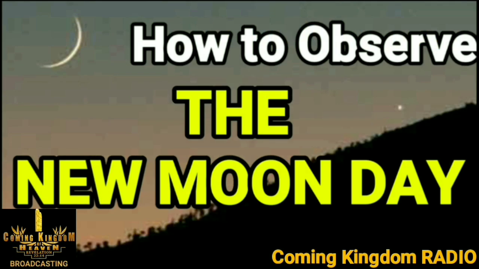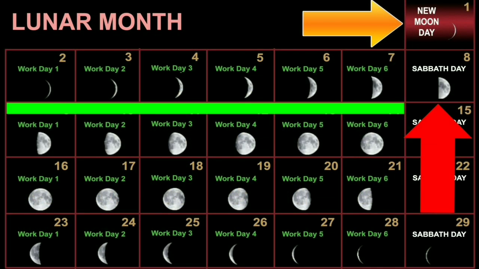There are three types of days. First of all, let's start from understanding the three types of days: new moon day, work day, and Sabbath day. Sabbath day is you don't go to work, you don't cook, you worship, you rest. You don't work in the house. You don't cook on the Sabbath day. You don't travel on the Sabbath day.